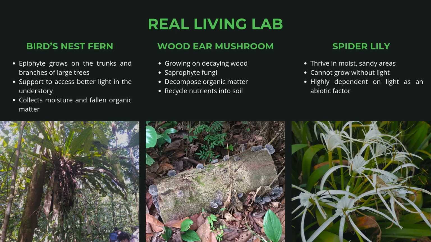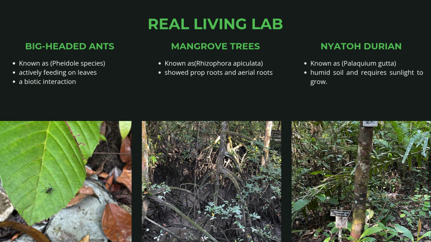The spider lily, Hymenocallis littoralis, thrives in moist, sandy areas but cannot grow without sunlight, making it highly dependent on light as an abiotic factor. We observed big-head ants, Pheidole species, actively feeding on leaves, which illustrates herbivory, a biotic interaction where insects feed on plants. In the mangrove area, the mangrove trees, Rhizophora apiculata, show prop roots and aerial roots which help support the tree in muddy soil and allow for gas exchange in waterlogged conditions.